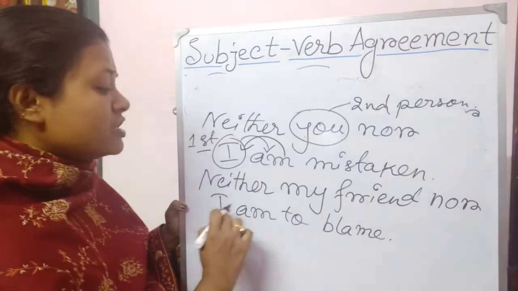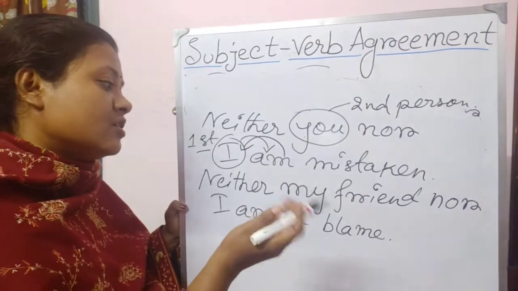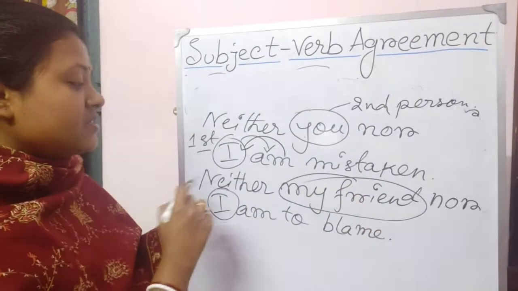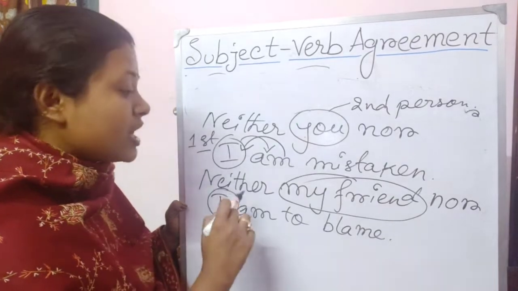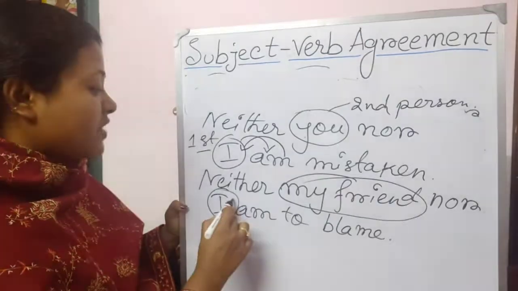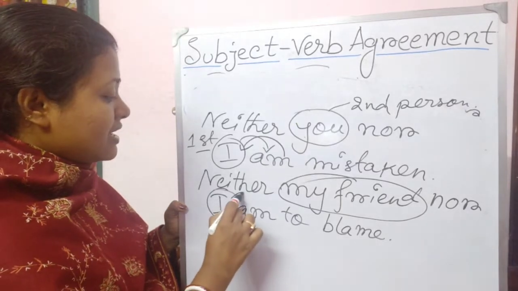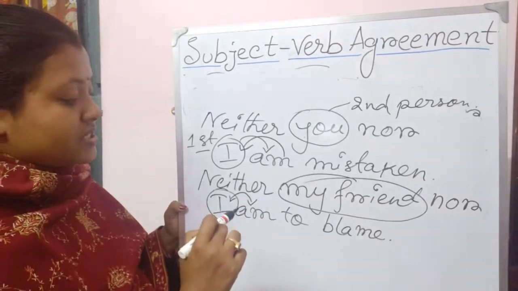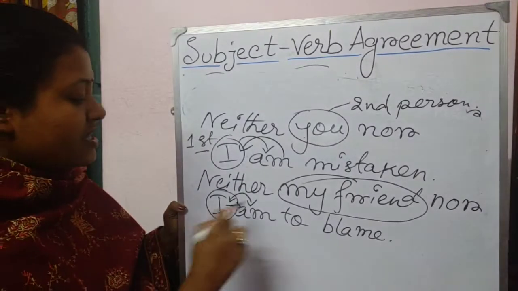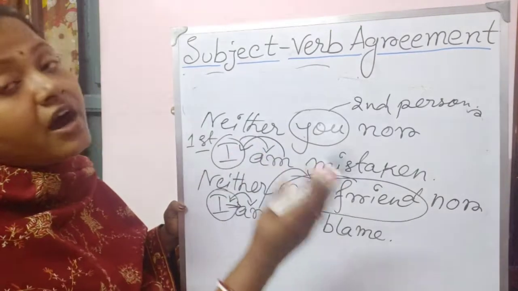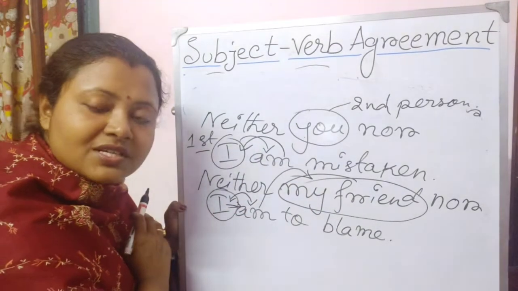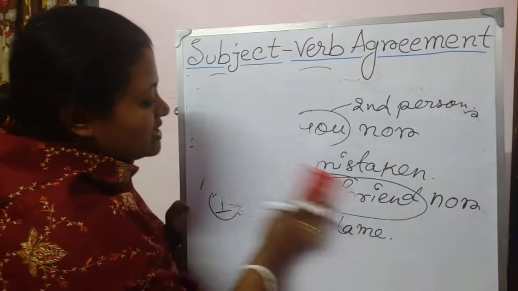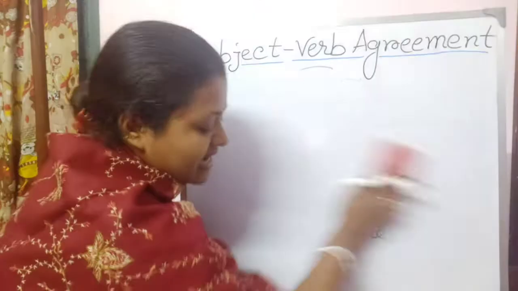Come to the next example. Neither my friend nor I am to blame. See here also, my friend and I are the two different subjects joined by neither nor. So that is why we are following the verb which is nearest to its second subject, the nearest subject. Don't look at the subject which is far away. Look at the subject which is near to you and follow the verb. Okay. Now let us move towards the next set of rules.